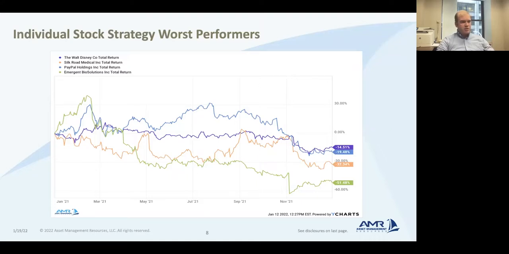Some positions that we're still in, Disney, PayPal, and Silk, are dealing with different types of COVID issues. Disney obviously has parks that are limited. PayPal had a boom during COVID and now is experiencing maybe a perceived hangover from the boom that it had. And Silk is a therapeutics company, and they can't really operate while COVID's going on, which has been the drawback for them. We still own the latter three companies.